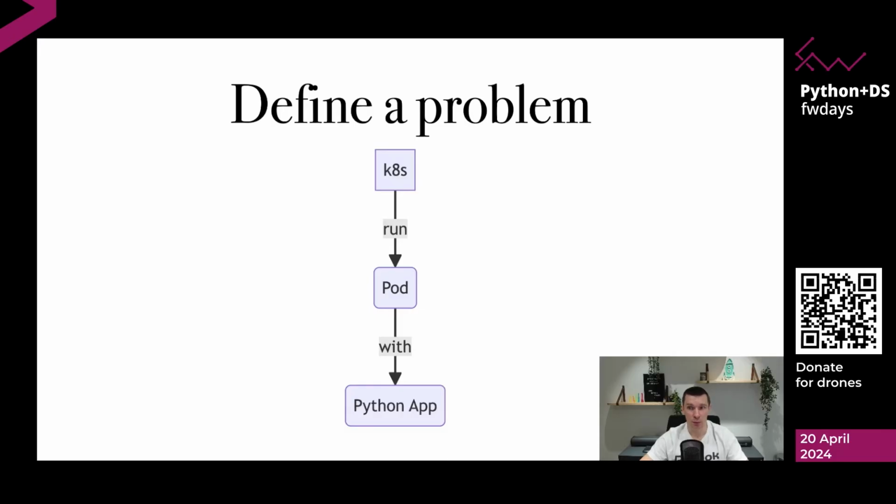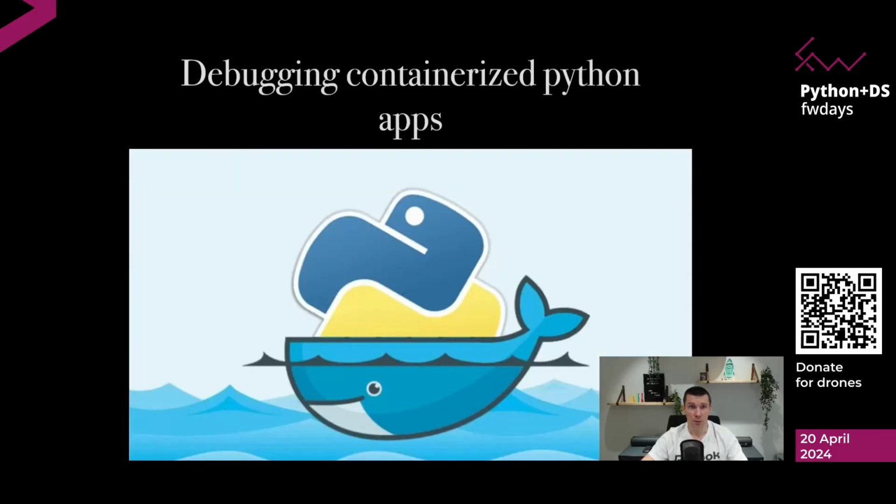So let's define the problem which we're trying to solve. We have a Kubernetes which runs a pod, and under the hood it runs a Python app. So we can easily run a debugger locally and debug it. And let's focus on the pod, because this is the smallest deployable unit of computing that you can create and manage, for example, in Kubernetes.